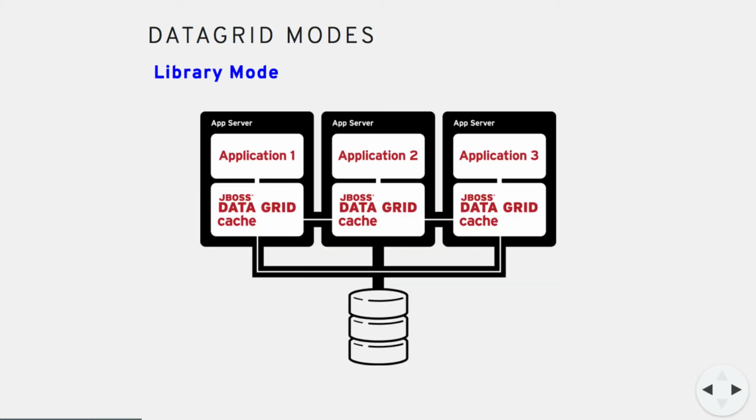The second mode is called library mode, and means that the application and the data grid are sharing memory, giving superior performance for accessing data. The drawback is, however, that the data grid has to scale together with the application. You can also alternatively have a backup storage for both these modes, so that data is also kept on disk, for example, or in a database.